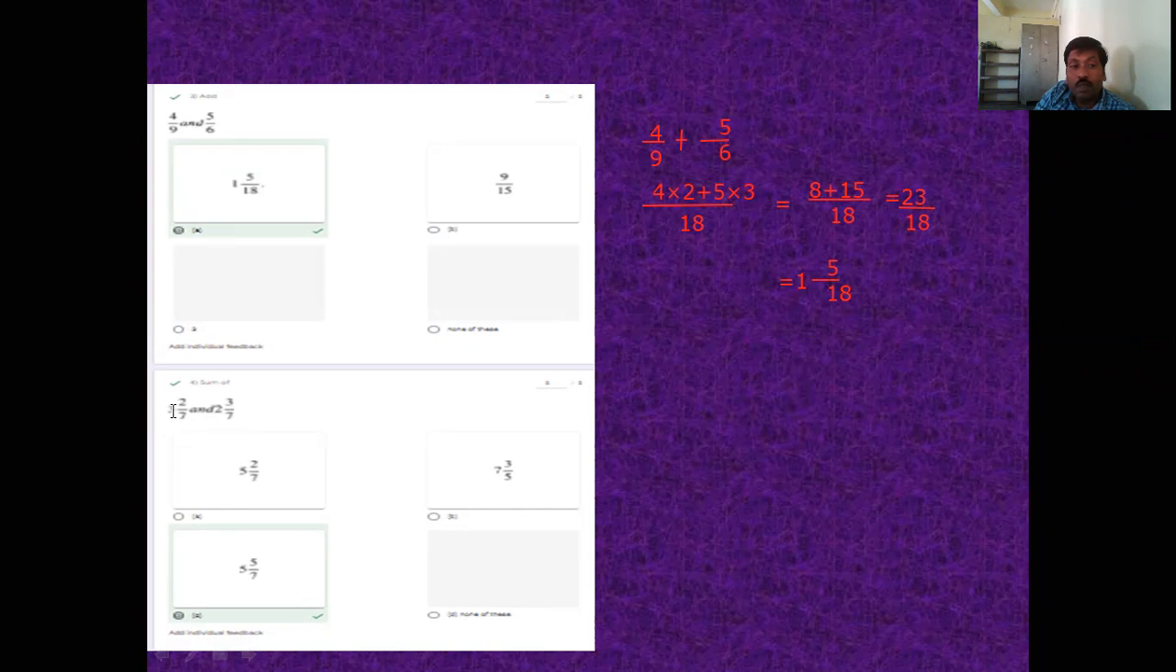Now here is another question: 3 whole 2 by 7 plus 2 whole 3 by 7. This is very simple. First, we will change these mixed numbers into improper form. We get 7 times 3 is 21 plus 2, 23 by 7, plus 7 times 2 is 14 plus 3, 17 by 7. When we add these two numbers, the answer becomes 5 whole 5 by 7.